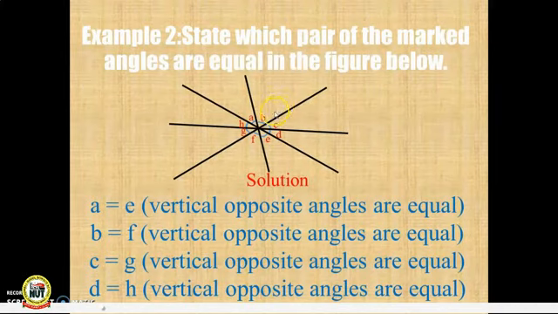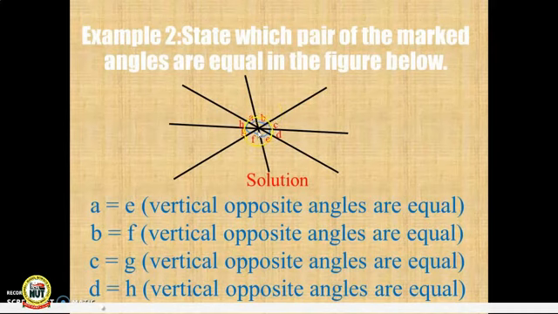State which pair of marked angles are equal in the figure below. Are we together? From this diagram, you discover you have a series of lines and a lot of angles being formed. You have angle A, angle B, angle C, angle D, angle E, angle F, angle G, angle H. So don't forget the definition and what you need to know about vertical opposite angles. They are the angles facing each other, angles that are opposite each other. So angle A is opposite angle E, and angle E is opposite angle A, right? Angle B is opposite angle F, and F is opposite angle B.